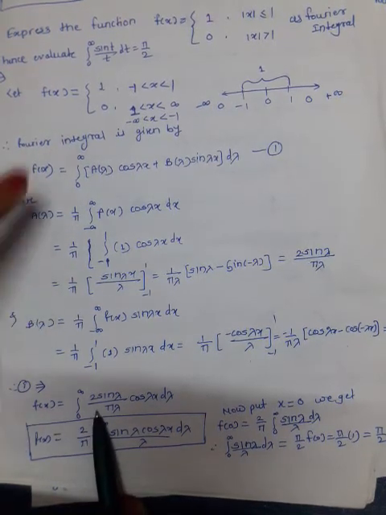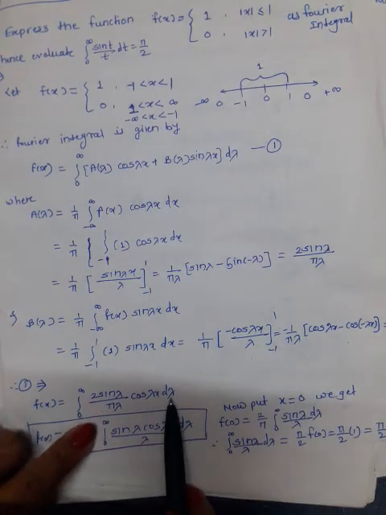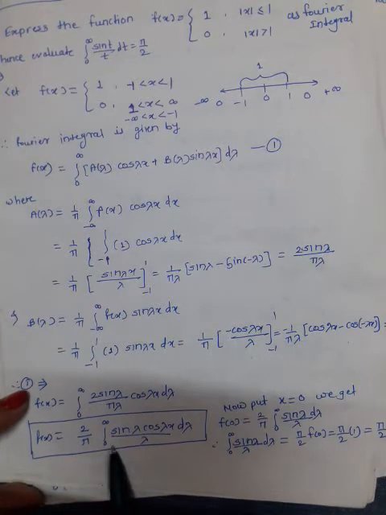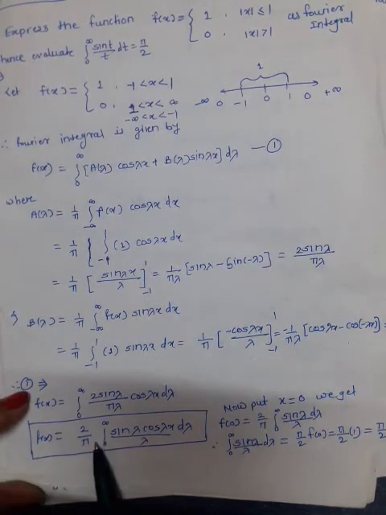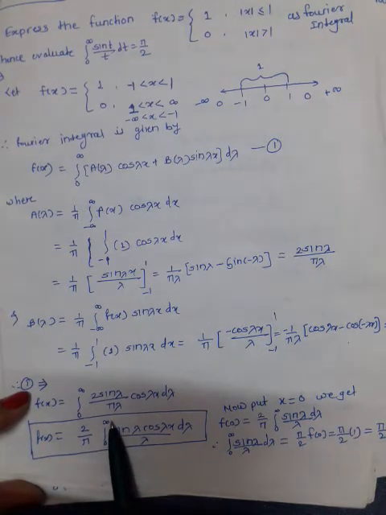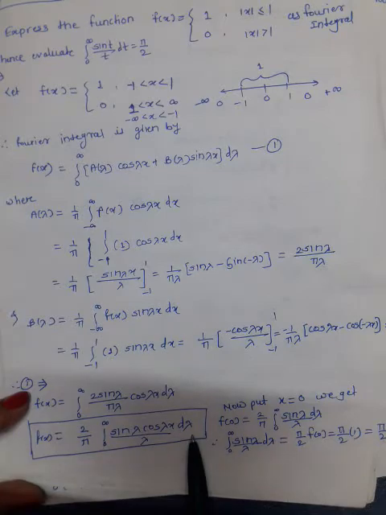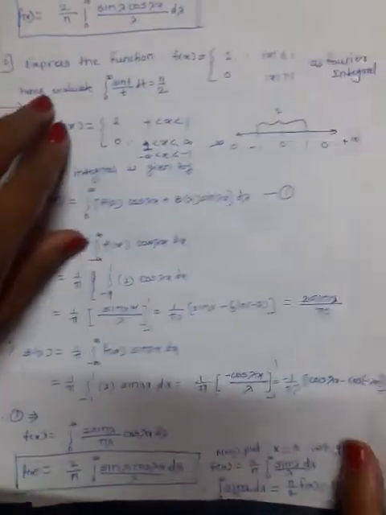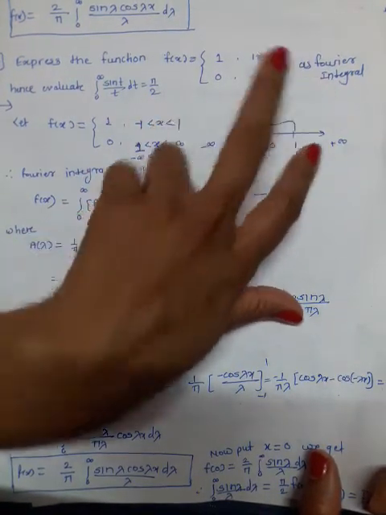f(x) is equal to integration 0 to infinity a lambda, that is this value as it is, into cos lambda x d lambda. Take the 2 upon pi constant outside, we get f(x) is equal to 2 upon pi integration 0 to infinity sin lambda cos lambda x upon lambda d lambda. Okay, this is the first answer. We have just found the Fourier integral for this function.